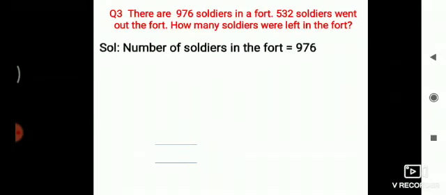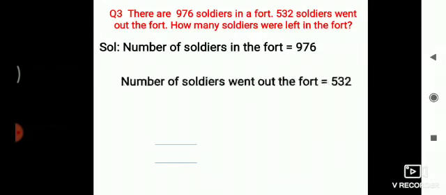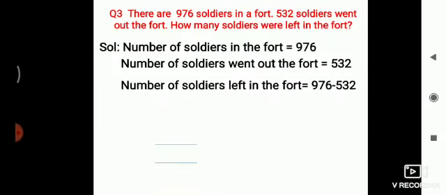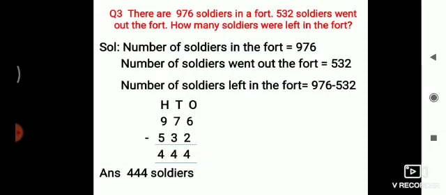First, look at the statements. Number of soldiers in the fort is equal to 976. Number of soldiers went out the fort, 532. Number of soldiers left in the fort is equal to 976 minus 532. Now, we will subtract 532 from 976. 6 minus 2 is 4, 7 minus 3 is again 4 and 9 minus 5 is again 4. So, the answer is 444 soldiers.